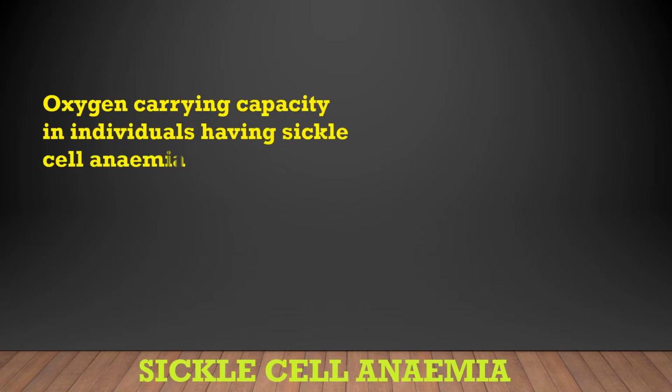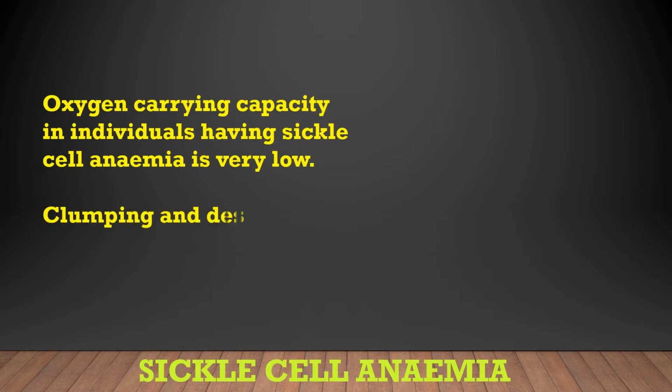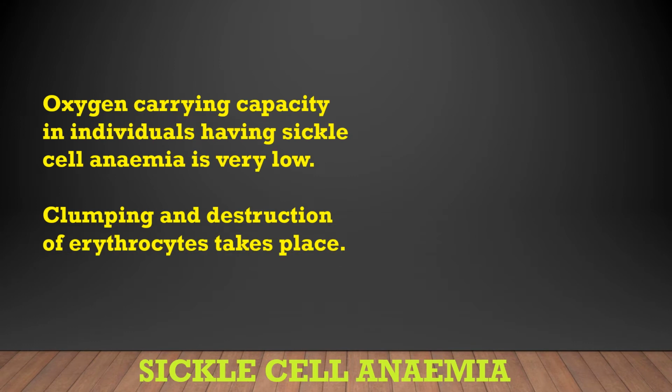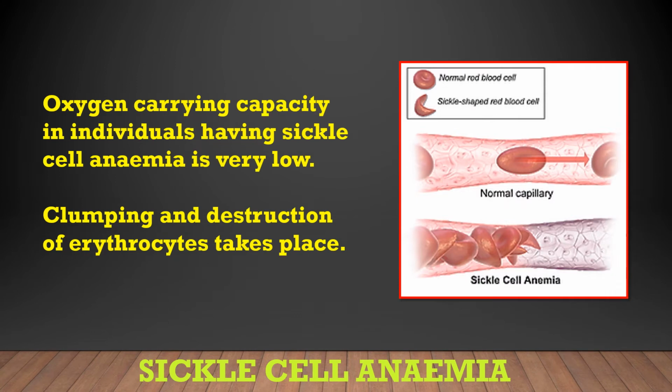Now, when the red blood cells or erythrocytes as they are called become sickle shaped, they carry less oxygen. Their oxygen carrying capacity becomes low. And then there is clumping and destruction of the RBCs or the erythrocytes. If you can see here, these are normal red blood cells, and then they become sickle shaped, and then they clump, they come all together, and then destruction of it takes place.